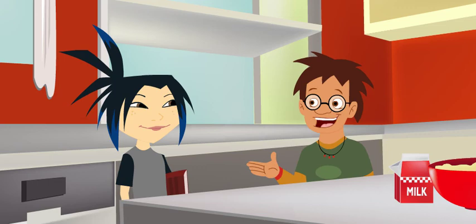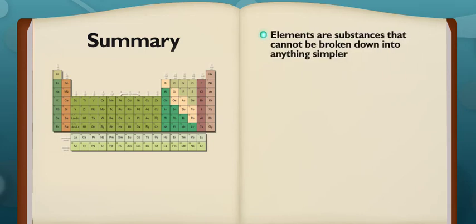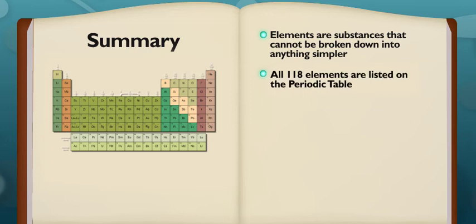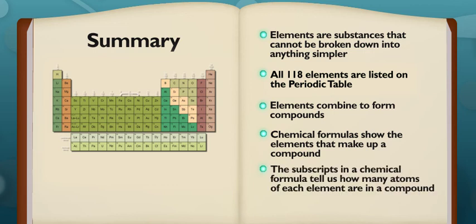All right, let's see if I've got the art of elements and compounds down to a science. An element is as simple as it gets. Elements are substances that can't be broken down into anything simpler. There are 118 elements, and they're all listed on the periodic table. Elements are combined to form compounds, totally different new substances. The recipe for a compound is called a chemical formula. Chemical formulas show the symbols for the elements that make up a compound, and subscripts that tell us how many atoms of each element are needed to make the compound.